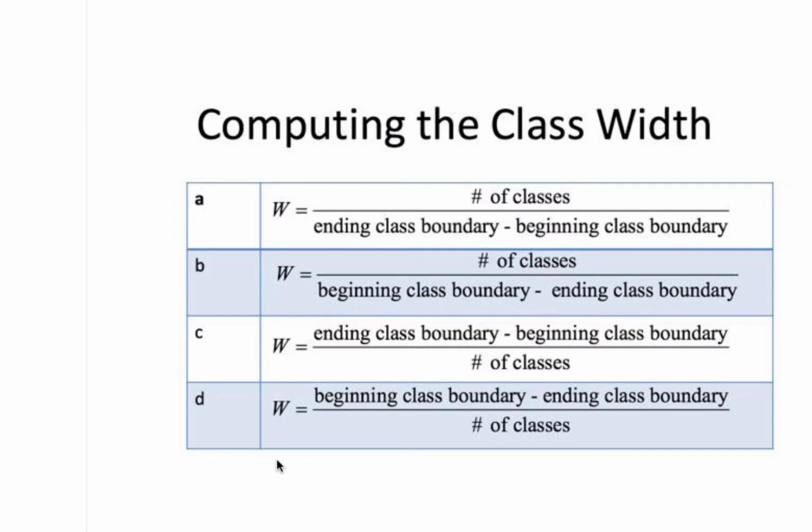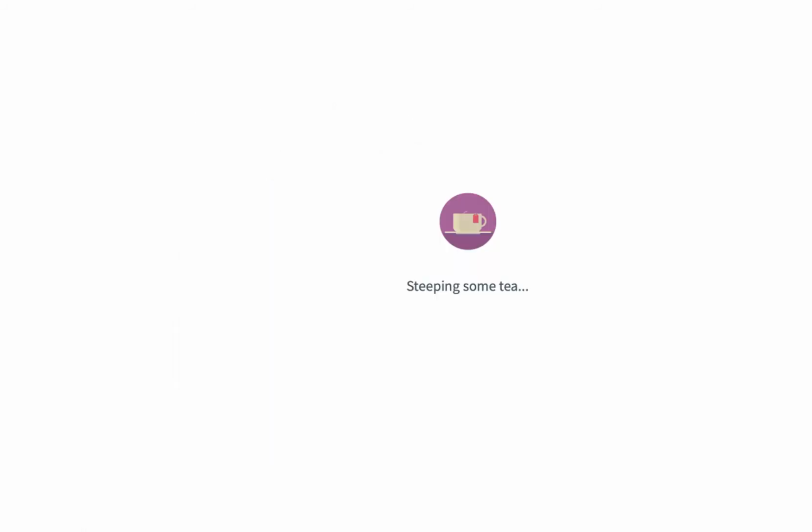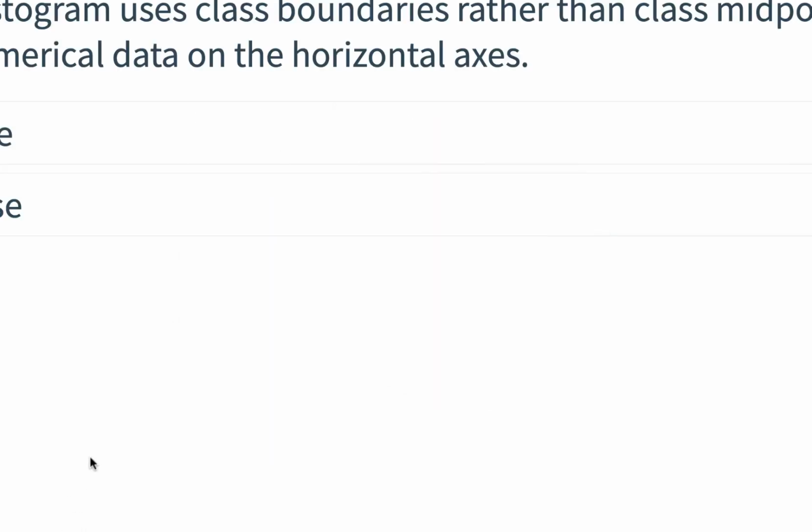I don't even know if I graded it that big of a point value, but it was just something engaging, and these are already done, so you don't have to recreate them if you don't want to. So let's look at the next one I have. So the next one is the histogram uses class boundaries rather than class midpoints or marks for the numerical data, true or false. And so then they have to decide, okay, if it's true or false.